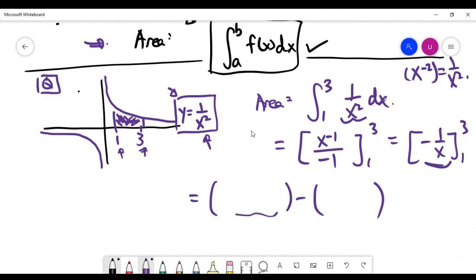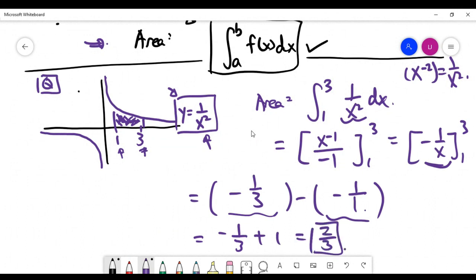Let's do this numerical calculation. For the first term in the bracket, I can replace x by 3, so it is minus 1 over 3. The second term in the bracket is minus 1 over 1. So let's do this numerical calculation. The answer is 2 over 3, right? And that's the final answer to this problem of finding the area.